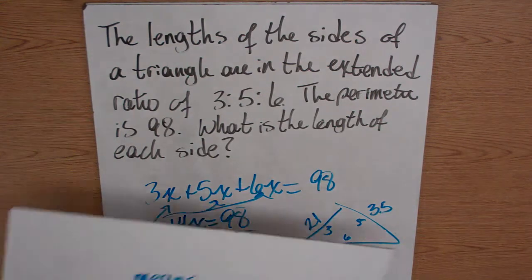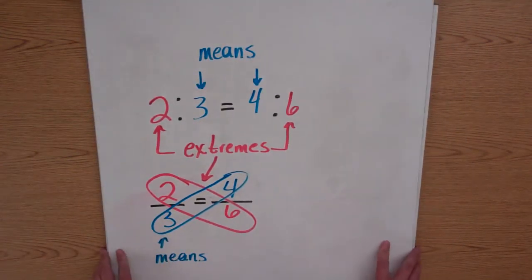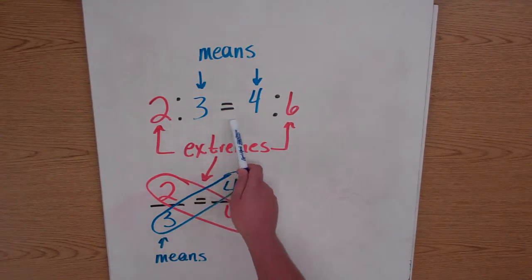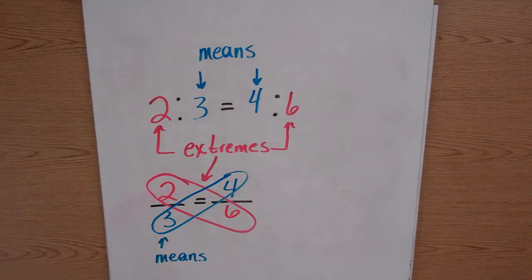Now, a little bit more on ratios. If you look here, we have 2 to 3 equals 4 to 6. The numbers in red, the numbers on the outside, those are called the extremes. An easy way to think of it, if you think about temperature extremes, you're thinking of something really, really low or really high.